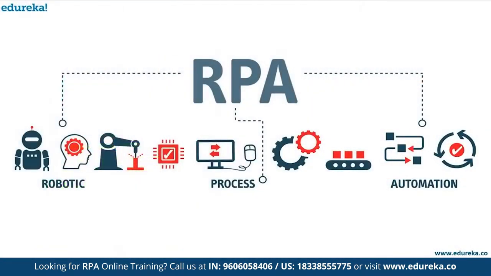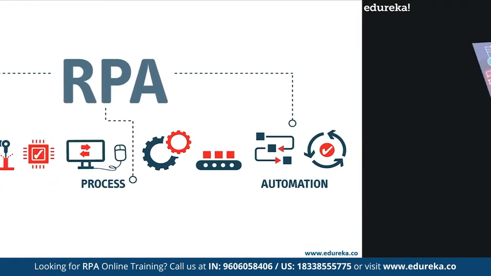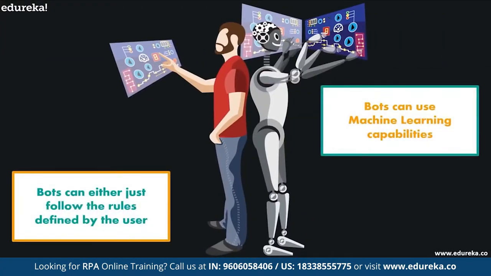So Robotic Process Automation or RPA is a process of automating the task or processes with the help of robots or software to reduce the human intervention. Now, these bots can either just follow the rules defined by the user or can use the machine learning capabilities to suggest the user with recommendations and generate meaningful results.